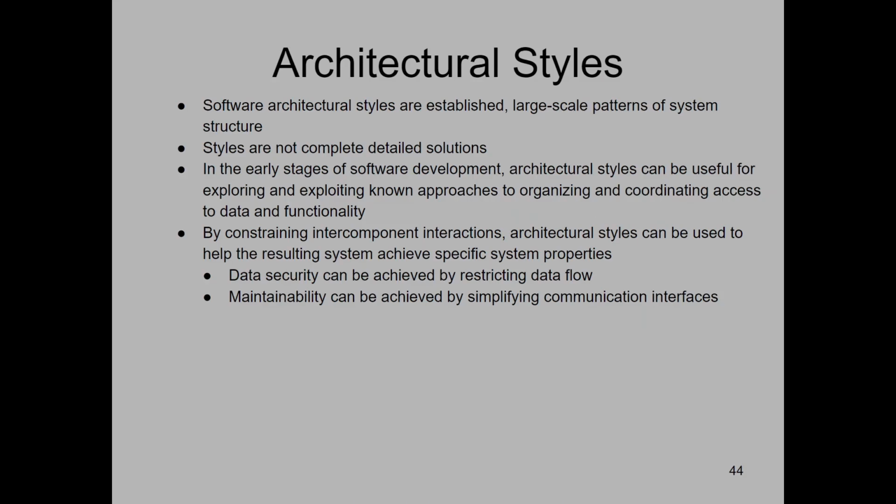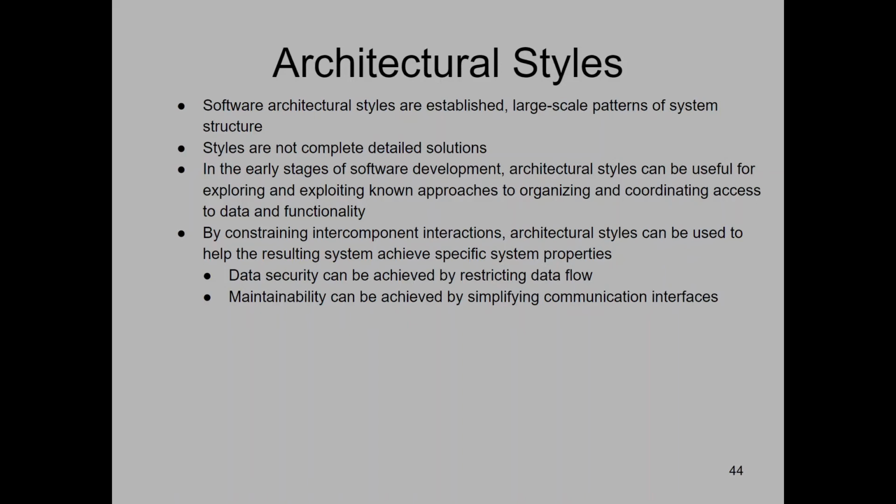Software architectural styles are established large-scale patterns of system structure. Like architectural styles for buildings, software architectural styles have defining rules, elements, and techniques. These techniques result in designs with recognizable structures and well-understood properties. Styles are not complete detailed solutions, however. They are loose templates that offer distinct solutions for coordinating a system's components. Architectural styles focus on the different ways that components might communicate, synchronize, and share data with one another.